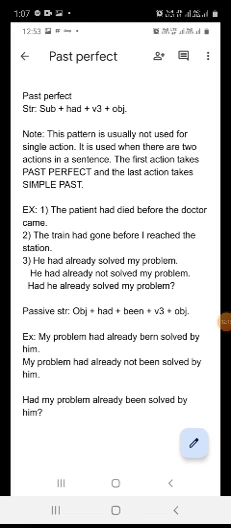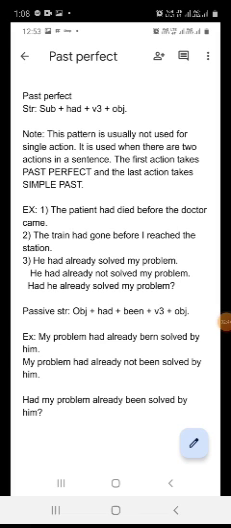Try to understand. If in a sentence there are two actions, so of course the first action will take past perfect, and the last action, means the action that happens at last, that will take simple past. I have written here some examples to make you understand. The first example: the patient had died before the doctor came.